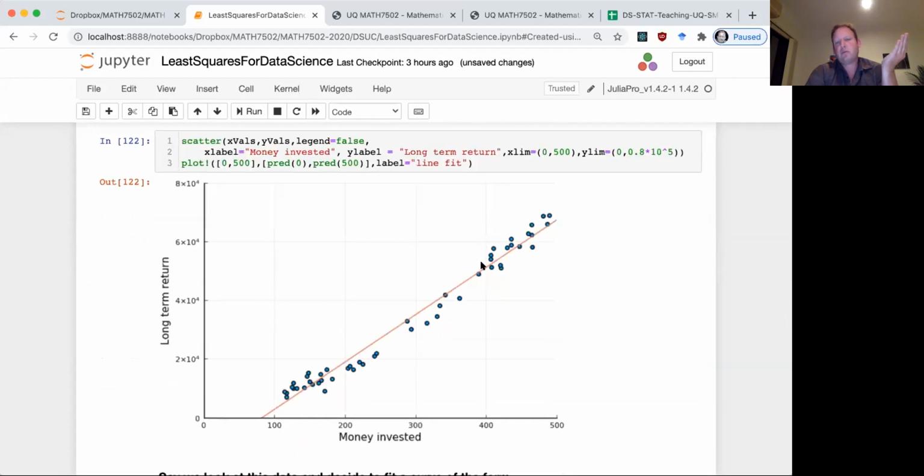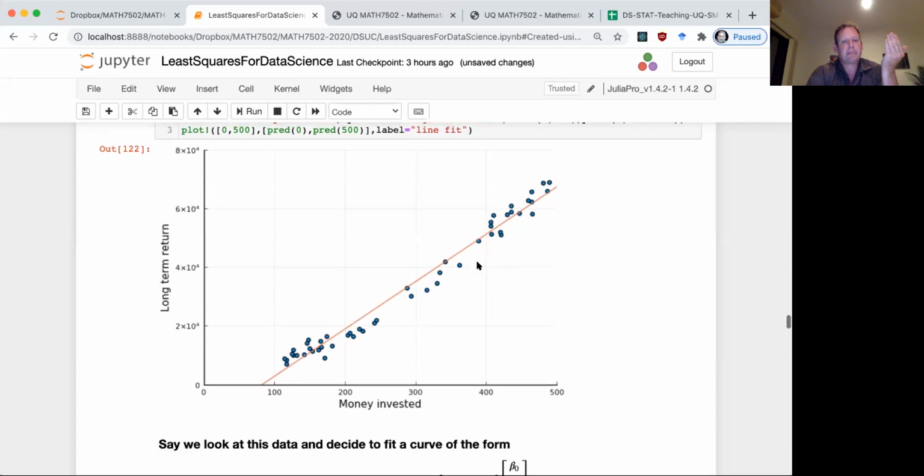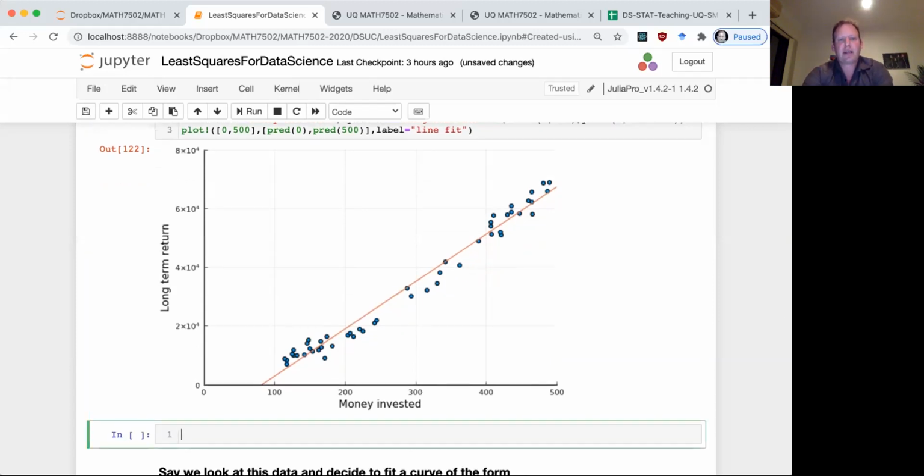But what would you think? What relationship would you fit? You'd add another term. You'd add a quadratic relationship. So you might want to do a quadratic relationship. So now let's go quadratic.